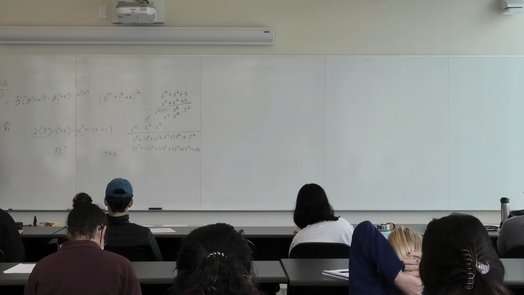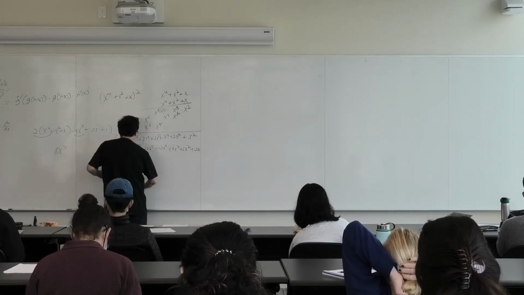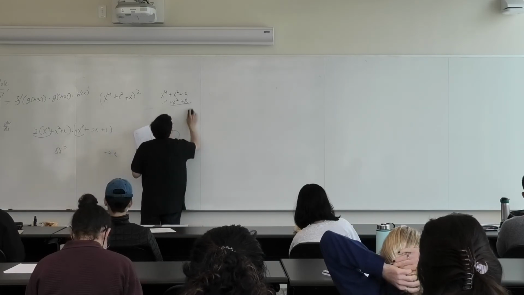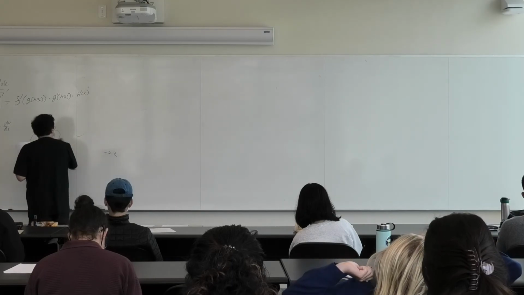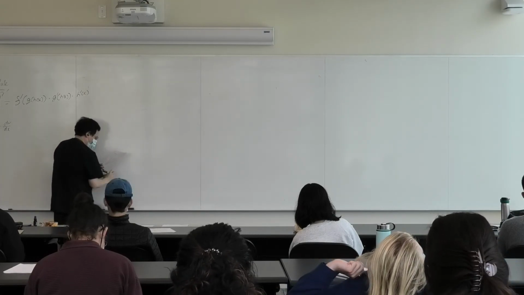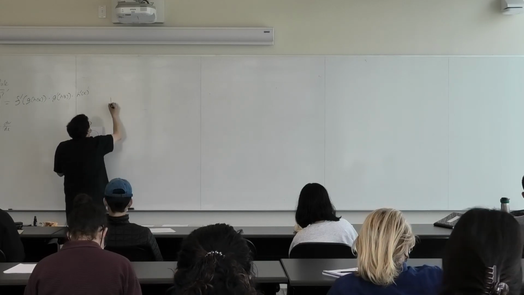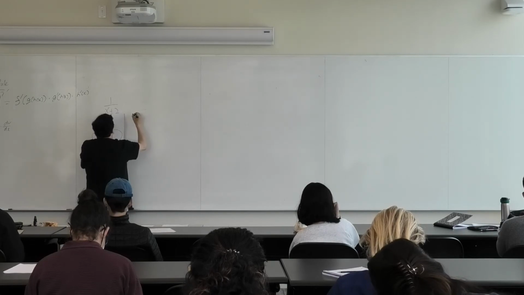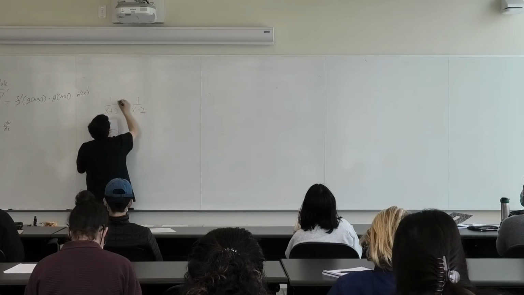I see a problem here. It interests me. It's a chain rule problem, of course. 1 over x plus 2 minus 1 over x minus 2.